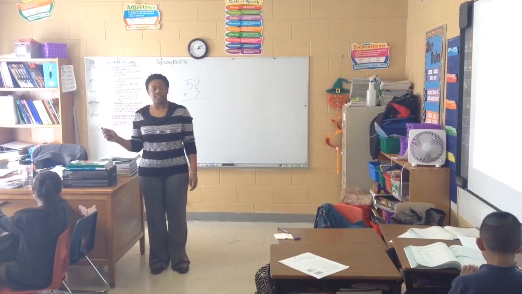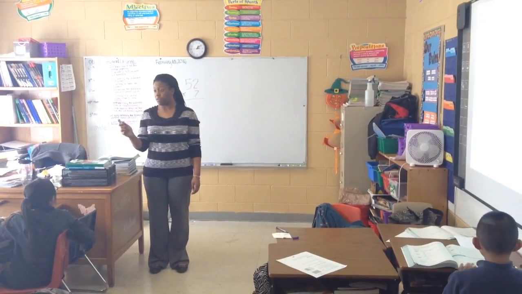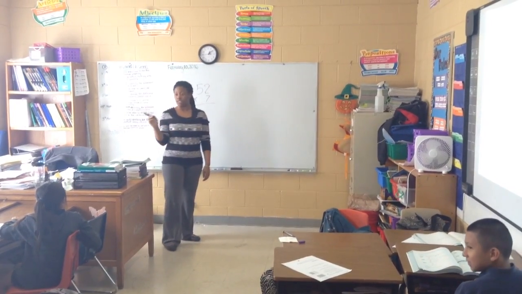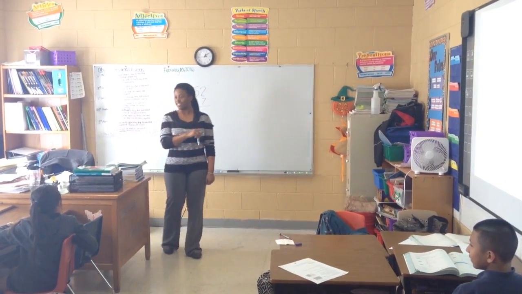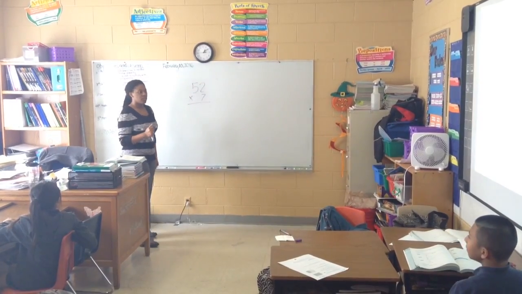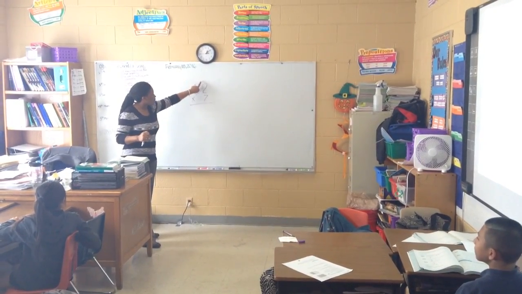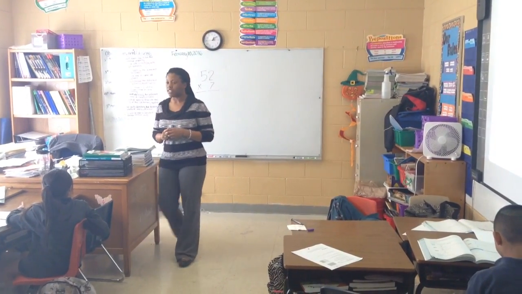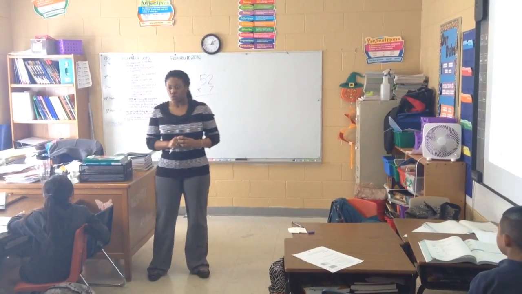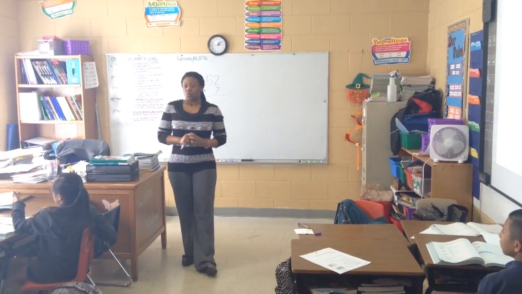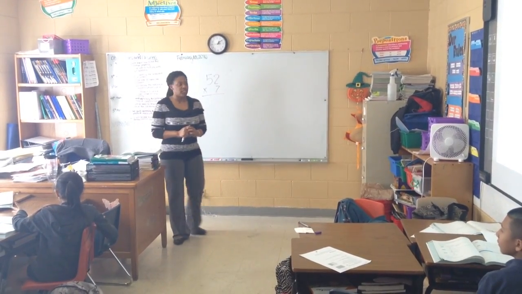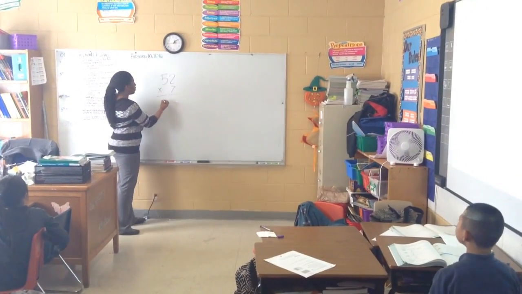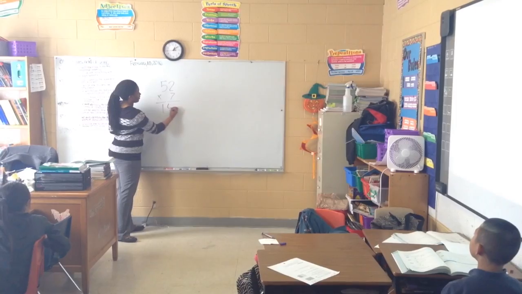Work from right to left. That's how we're going to work in this problem, from right to left, and it will help us to solve the problem. Right to left. So first off, we're going to start with the 2 and the 7. Can somebody tell me what 2 times 7 is? 14. So our answer for that is 14. We're going to put 14 right here.